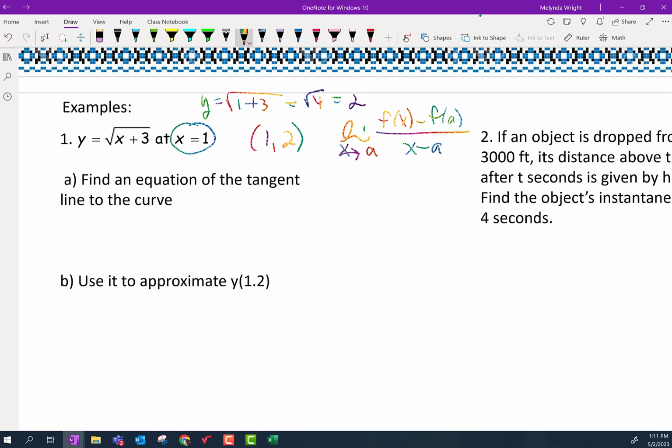So we're going to use that formula. This should be familiar to you, except the limit part, because we used that formula to do average rate of change some time ago. So that's what we're going to do. Let's go for it.